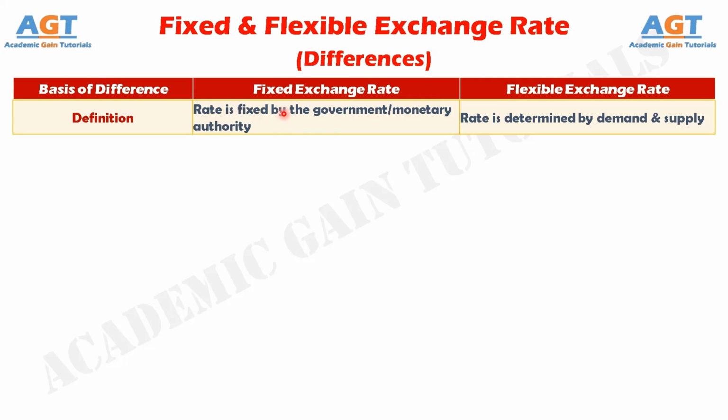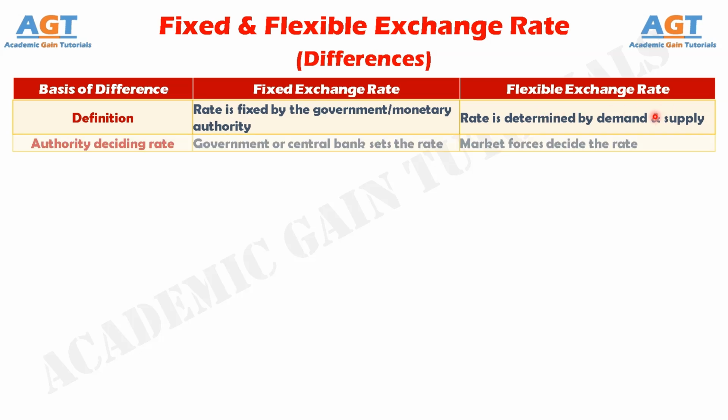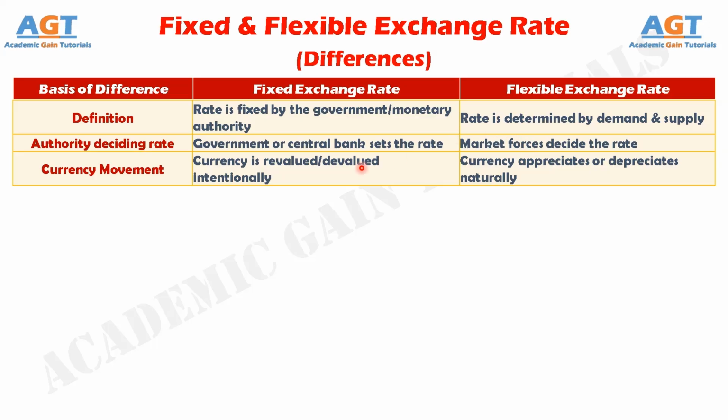Difference number 1. A fixed exchange rate is set by the government, whereas a flexible exchange rate is determined by market demand and supply. Number 2. Under a fixed exchange rate system, the central bank decides the currency value, whereas under a flexible system, the market forces freely determine it. Number 3. In a fixed exchange rate regime, the currency is deliberately devalued or revalued, whereas in a flexible system, it naturally appreciates or depreciates.